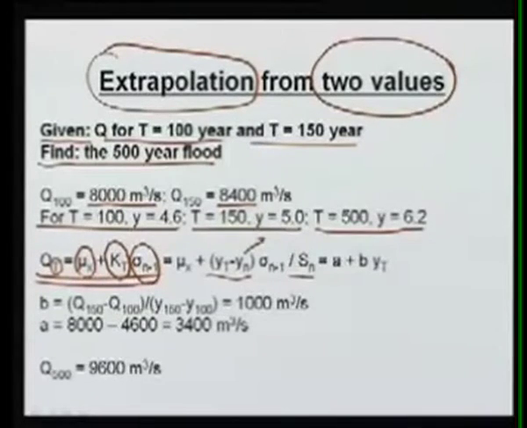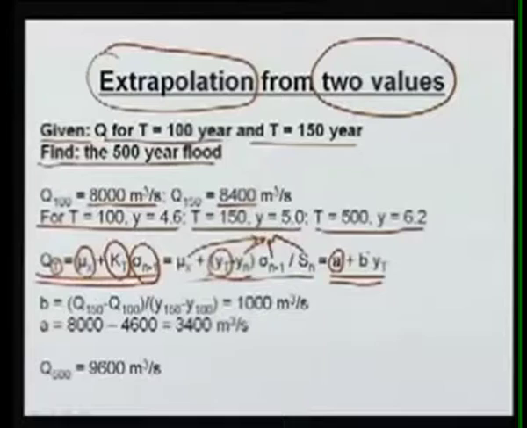So yn, Sn, sigma n minus 1 and mu x, these values don't change with t. The only thing which changes with t, return period, is the value yt. So we can write this as some constant a plus some other constant b into yt, because everything else is constant except yt, and it's a linear function of yt. So if we write qt equal to a plus b yt, we have really two unknowns, a and b.